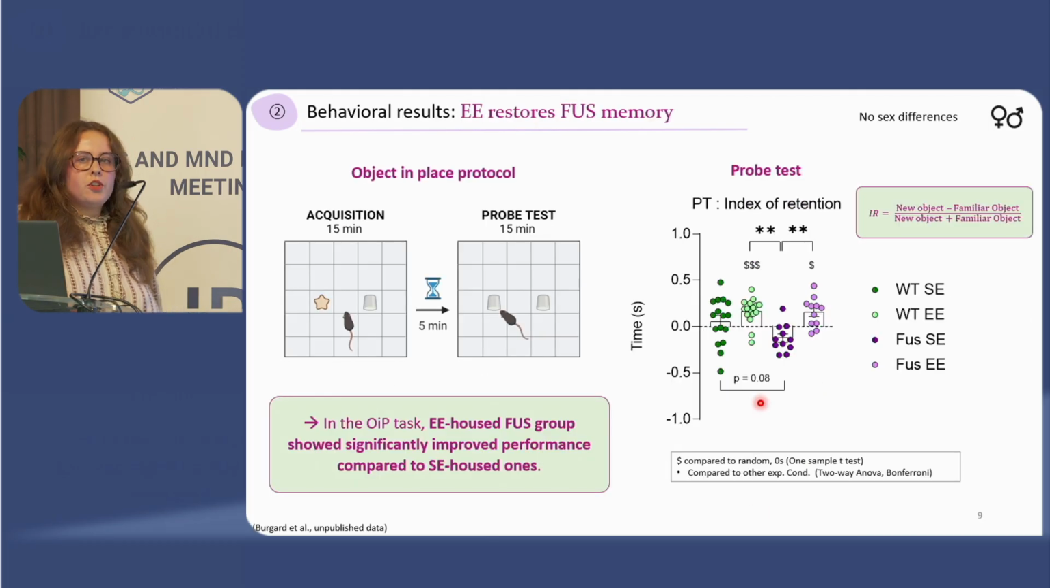So first, I will talk a little bit about the behavioral results. We did some object in place, which requires the mice to associate an object with its place. For the protocol, we have 2 different phases: acquisition for 15 minutes with 2 different objects, a 5-minute rest in the home cage, and then a probe test for 15 minutes with 2 of the same object. I scored the time exploring the object to calculate the index of retention.